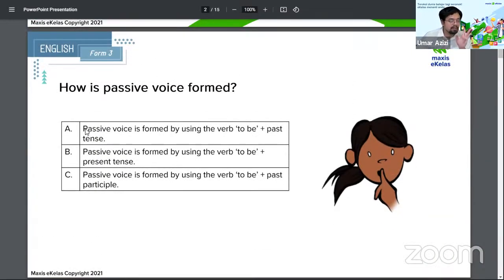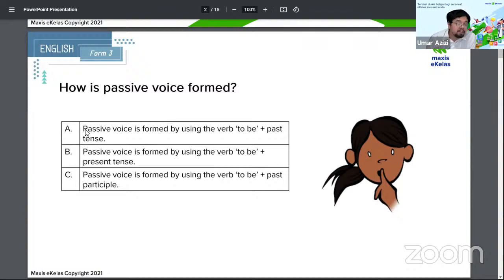We have 3 answers here, and we'll ask you to guess which one. If you get it right, good job. If you get it wrong, no problem. We want you to figure out what you understand or what you don't understand just yet and how we can improve on it. So guess. A is passive voice is formed by using the verb to be plus past tense. B is passive voice formed by using the verb to be plus present tense. And C is passive voice is formed by using the verb to be plus past participle.